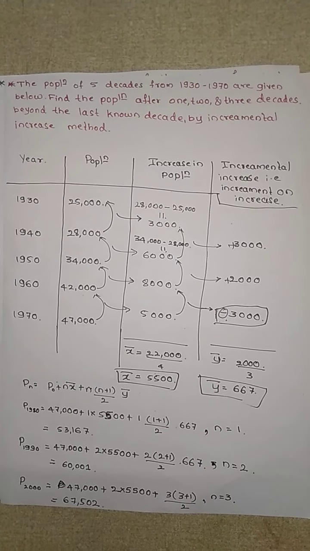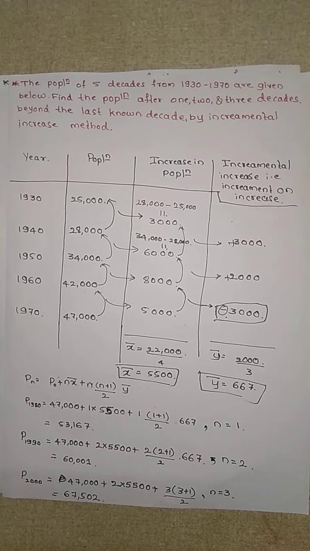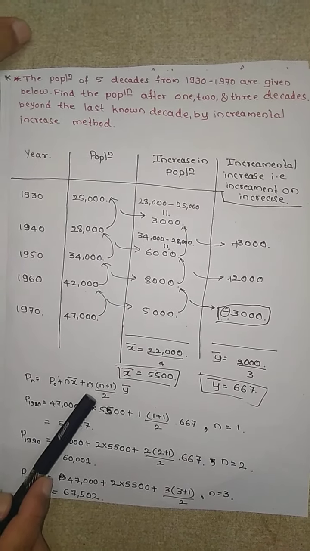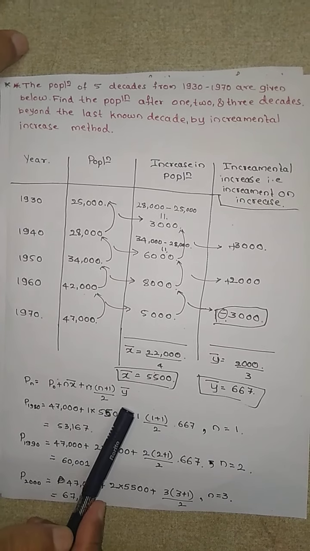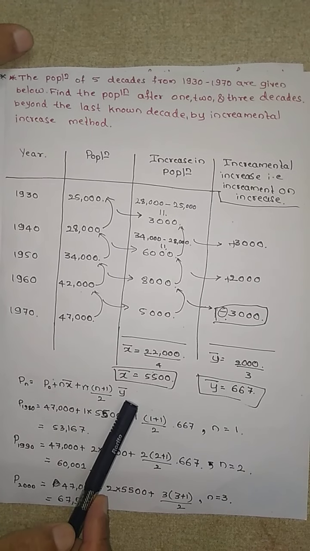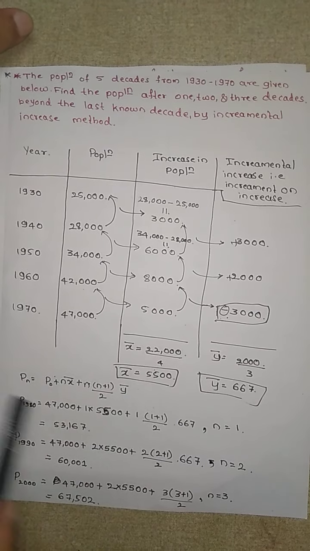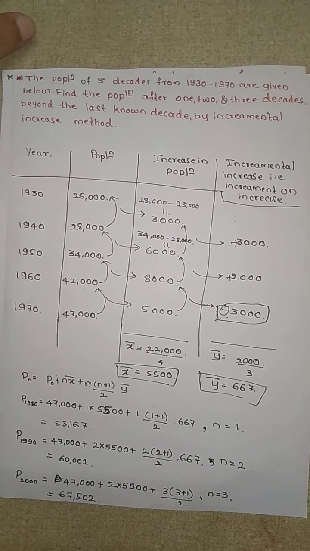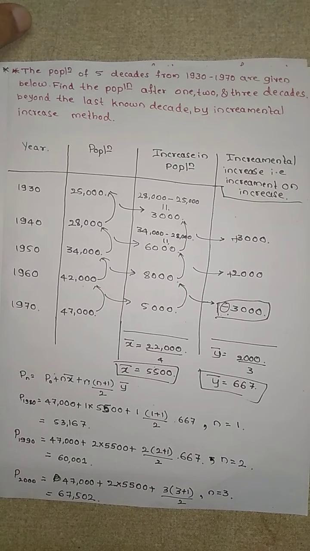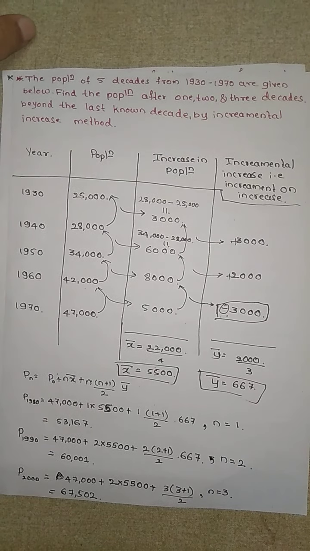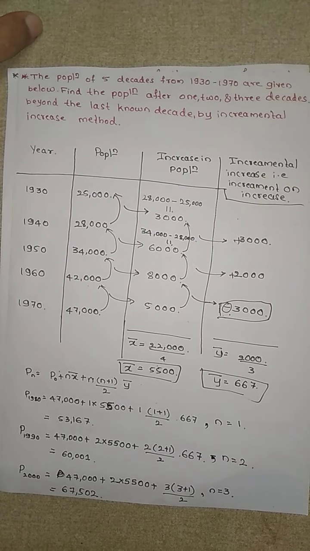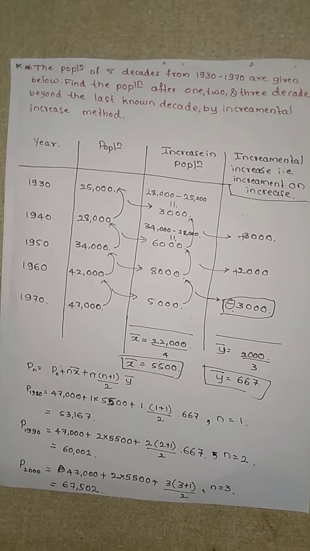Now the formula for the incremental increase method is Pn equals P naught plus n x bar plus n(n plus 1) by 2 into y bar. This is the formula for the incremental increase method. Okay, now in the problem we have determined x bar and y bar. What they have asked is to find the population after 1, 2, 3 decades beyond the last known population.